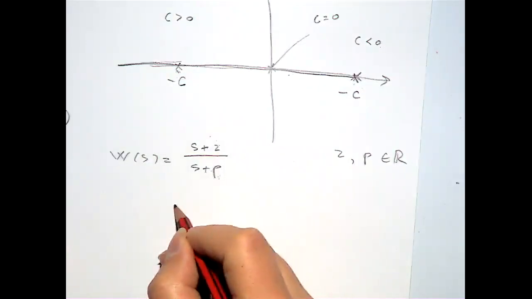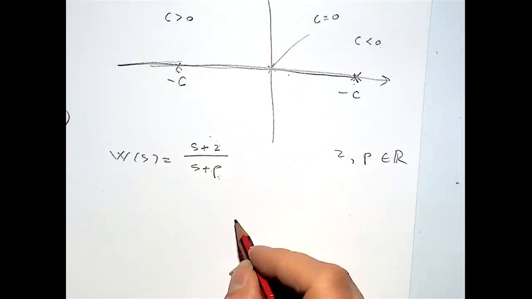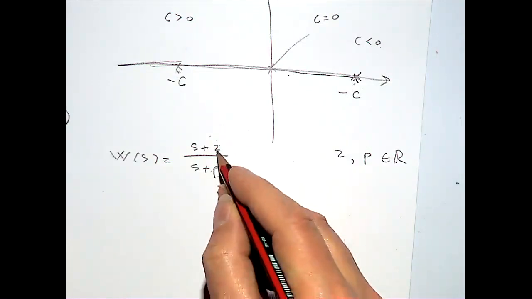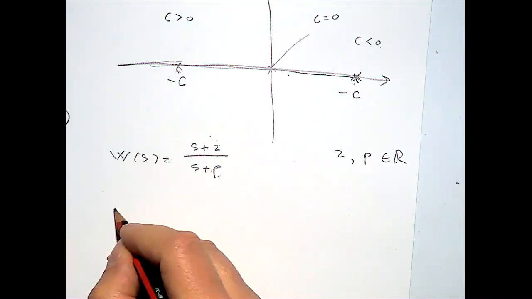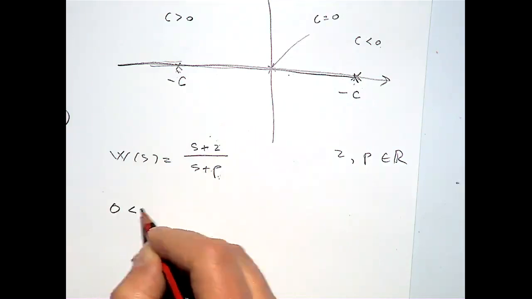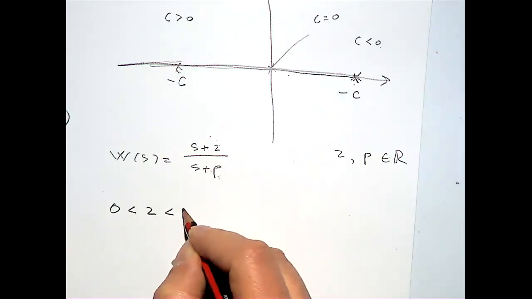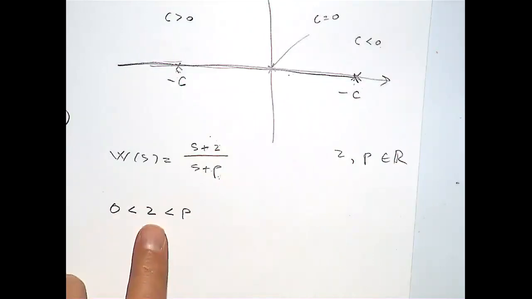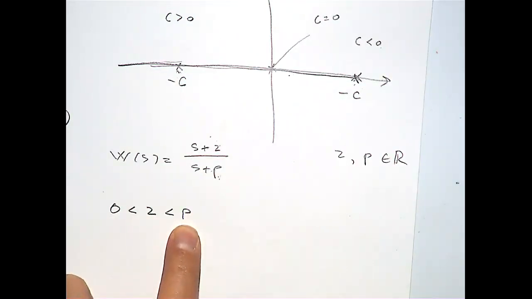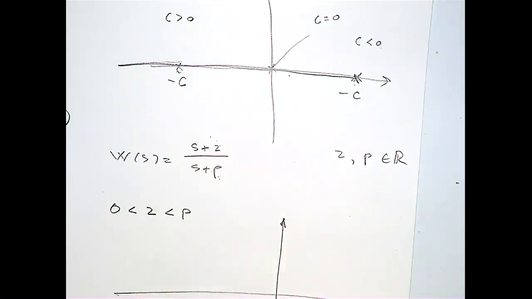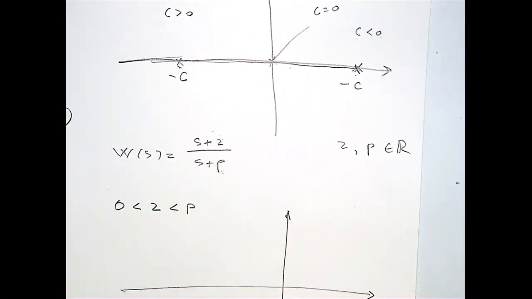Suppose, let's say, Z and P. Suppose that we consider this case. So Z is larger than 0, but it is smaller than P, right? So both of them are positive. So let's now do the first step in plotting the root locus.